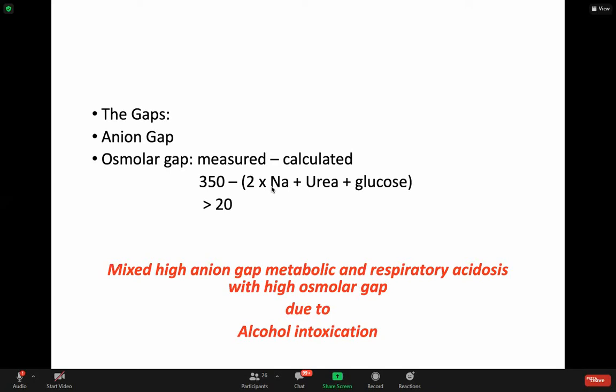والكالكوليتد انا حسبتها 2 كان الصوديوم 135 كانت اليوريا 10 كان الجلوكوز 8 ف2 ضرب 135 هذه 270 زائد 10 280 زائد 8 288 لما طرحتها من 350 طلع الناتج حوالي 60 وحاجه اكثر من 20. اذا انا عندي اوزمولر جاب. اذا غالبا انا عندي alcohol intoxication. بسوي ايثانول ليفل والله رجع لي الايثانول ليفل هاي so that would confirm انه this is alcohol intoxication.